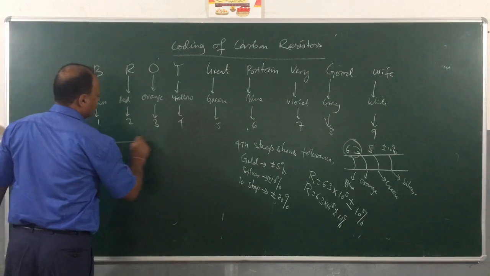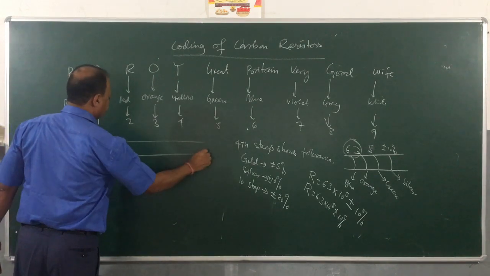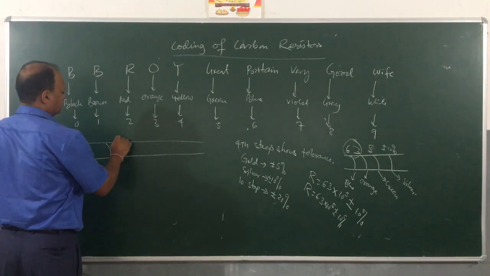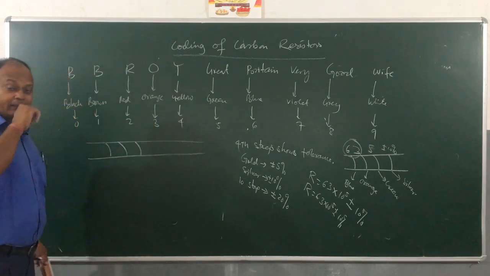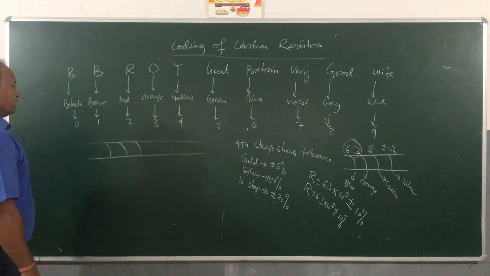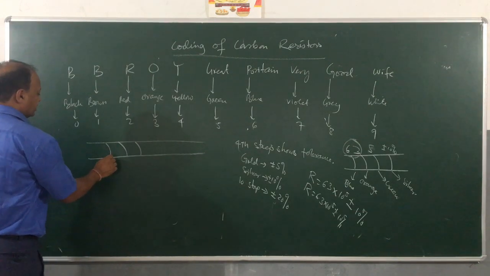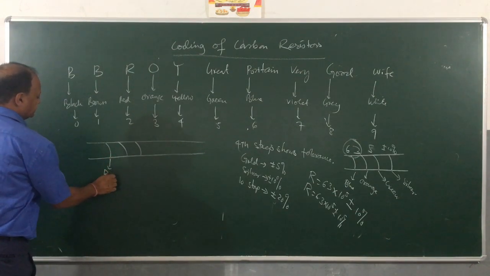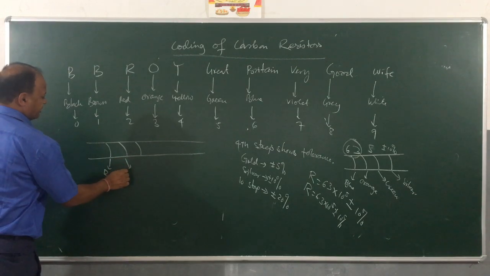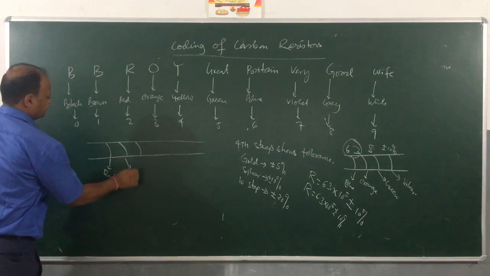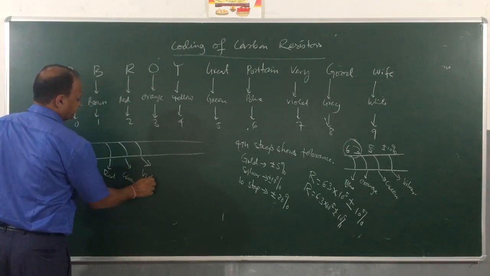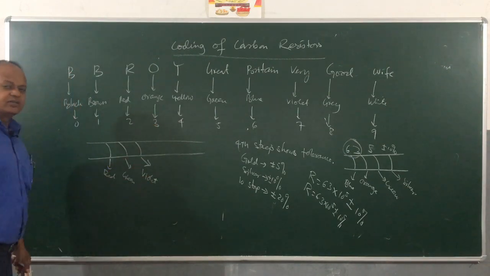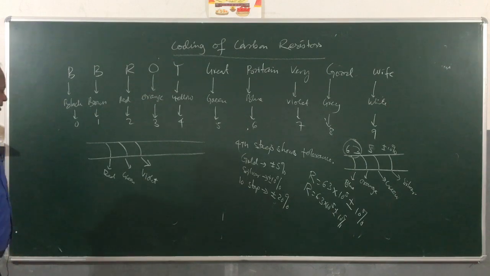Suppose I have a carbon resistance and these are the stripes on it. Suppose the fourth stripe is not printed, only three stripes are given. First one is given here red, second one is given as green, and third one is given as violet, and the fourth stripe is not given altogether. So what will be the resistance, children?